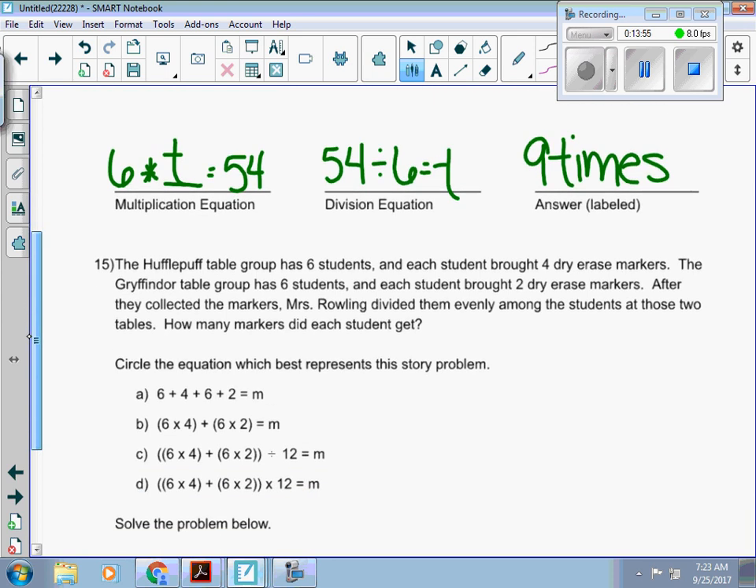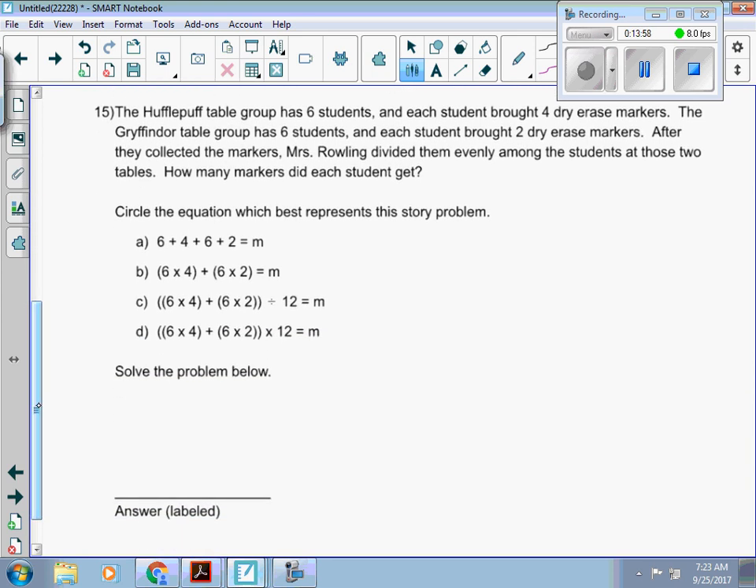Number 15. The Hufflepuff table group has 6 students, and each student brought 4 dry erase markers. The Gryffindor table has 6 students, and each student brought 2 dry erase markers. After they collected the markers, Mrs. Rowling divided them evenly among the students of these 2 tables. How many markers did each student get? Well, let's break it down. Let's start with the Hufflepuff table. Okay, they had 6 students, and they each brought in 4. And I see that each again, which means multiply. So we should do 6 times 4.